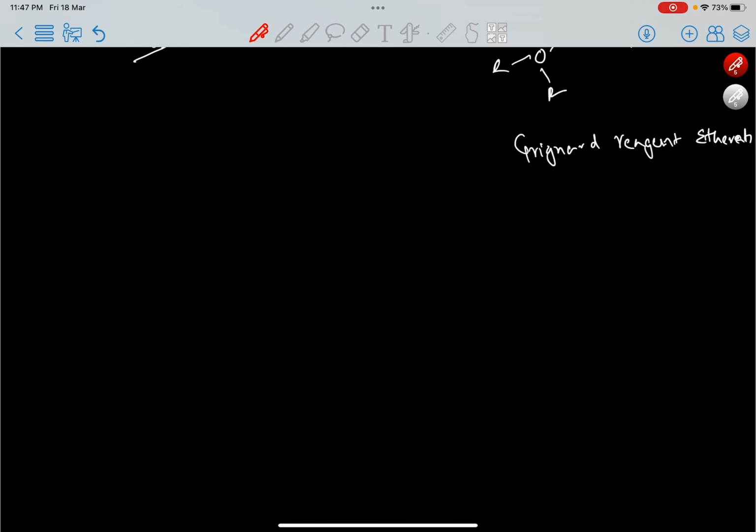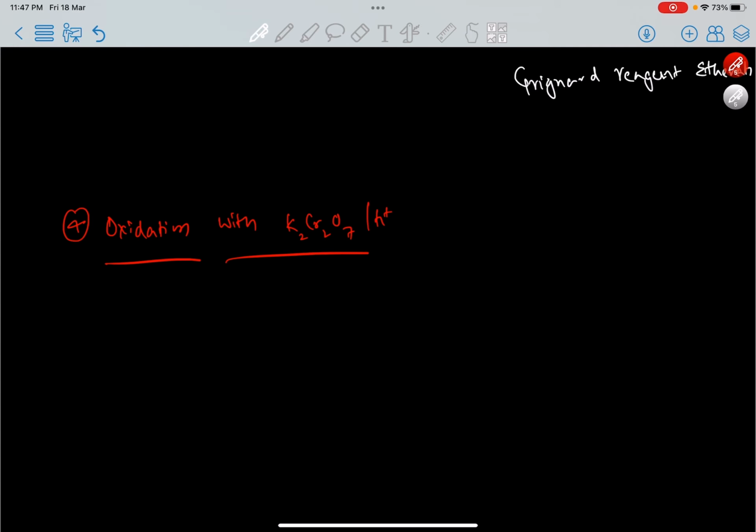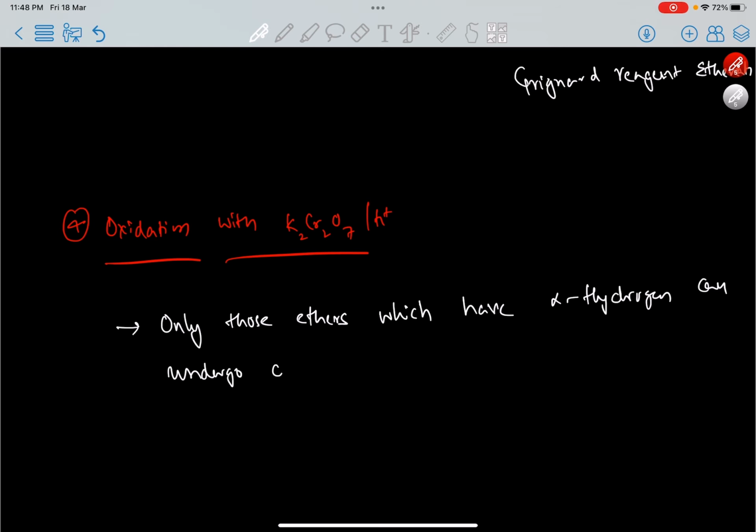Now let us talk about the fourth reaction. What is the fourth reaction? Oxidation. Oxidation with potassium dichromate, that is K2Cr2O7 in the acidic medium. Always remember, those ethers which have alpha hydrogen can undergo oxidation. So only those ethers which have alpha hydrogen can undergo oxidation. What does it mean?